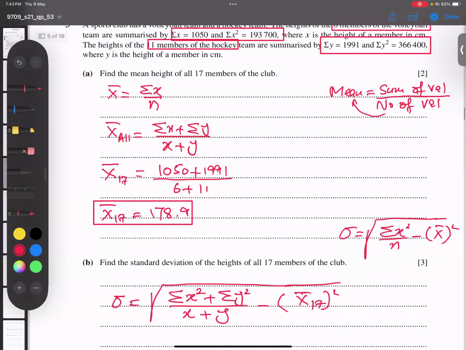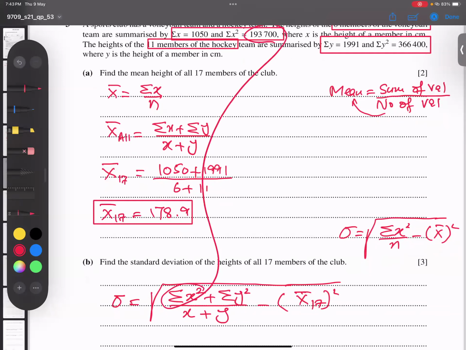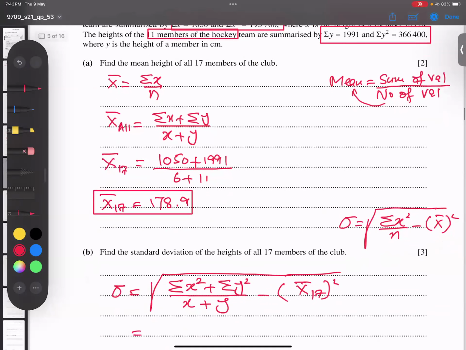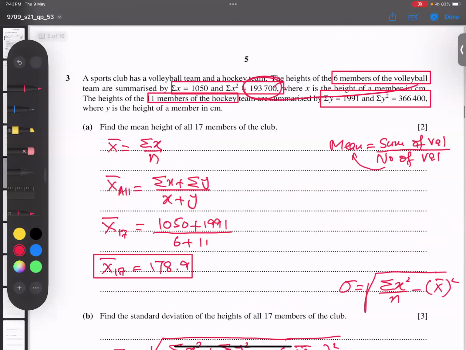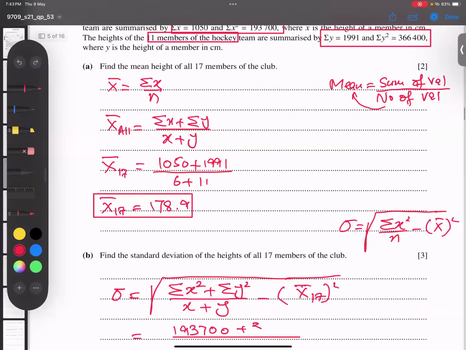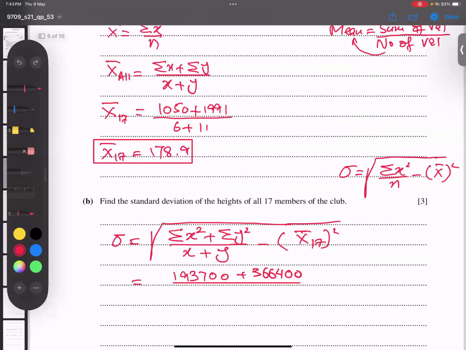So now students, sigma x squared is 193700. Not divided, I have to add further. This is the value for the volleyball players, and now this is sigma y squared for the hockey players. So I'm writing the addition, 366400. And the total players are x plus y, 11 plus 6, which becomes 17 players. And the mean of 17 players is this.